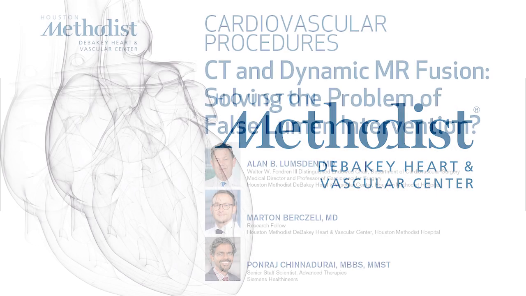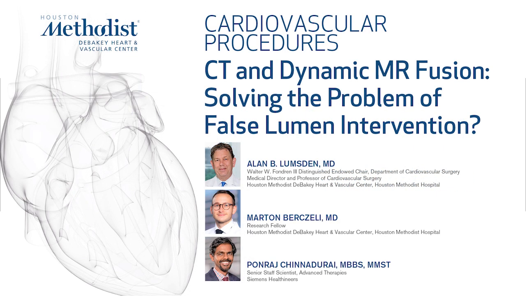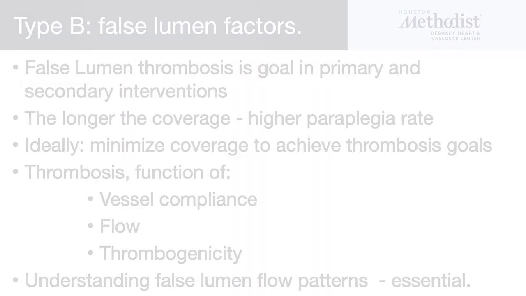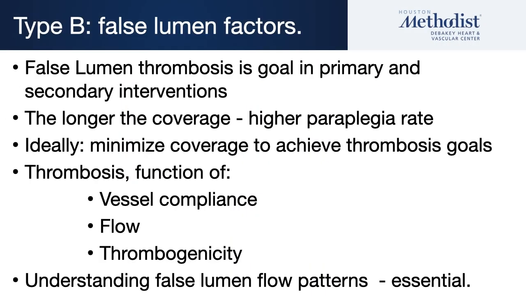We're going to talk today about the role of dynamic CT and MR and fusion of these concepts to help us understand the problem of false lumen intervention. Let's start off with what are the considerations in treating patients who have complex type B dissections.